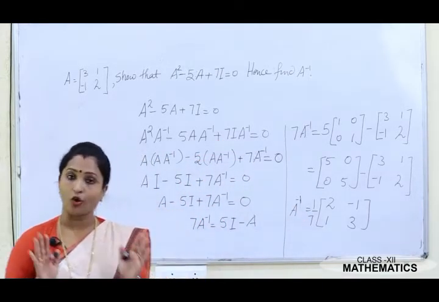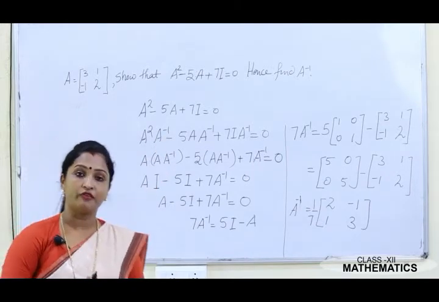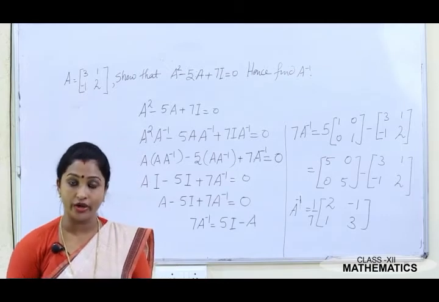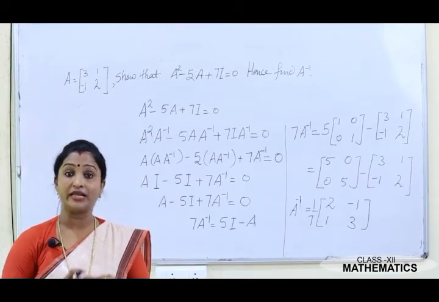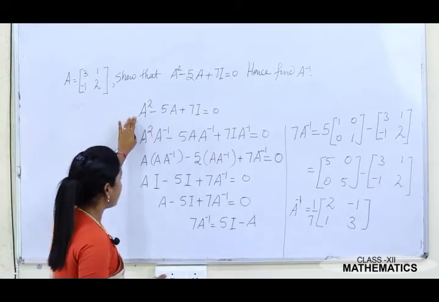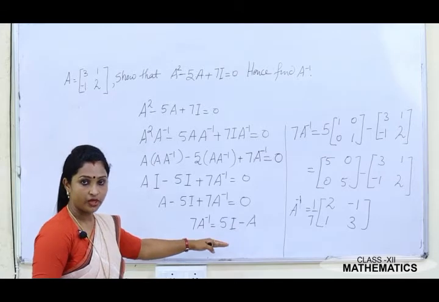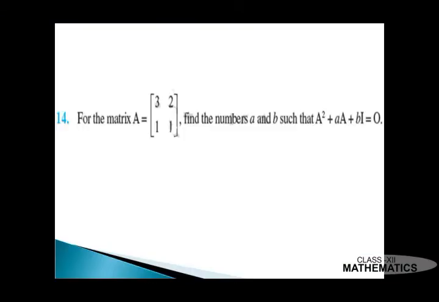Most of the children, they always make the mistake. Whenever a question comes like this, what will they do? To find A inverse, they'll find the adjoint and then they will write the answer. But that is a wrong step. Okay, you have to find A inverse from the equation, and this is the procedure you have to apply. Okay, so clear, children? We'll go to the next question here.